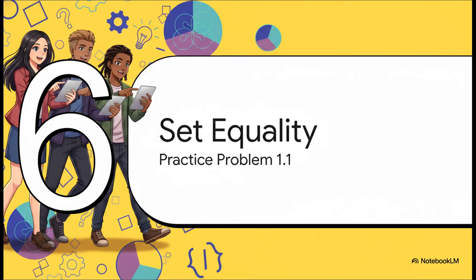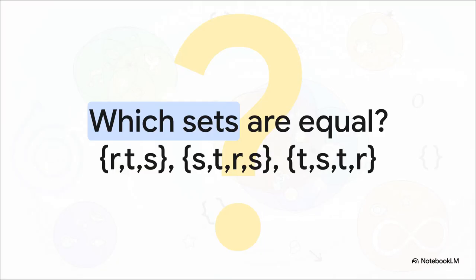Okay, let's wrap this up with Section 6, Set Equality Practice. It is time to put your newly reviewed knowledge to the test. Let's tackle a problem straight from the exam review sheet. This is solved problem 1.1. Take a really close look at these four sets. Set A has elements R, T, S. Set B has S, T, R, S. Set C has T, S, T, R. And set D has S, R, S, T.